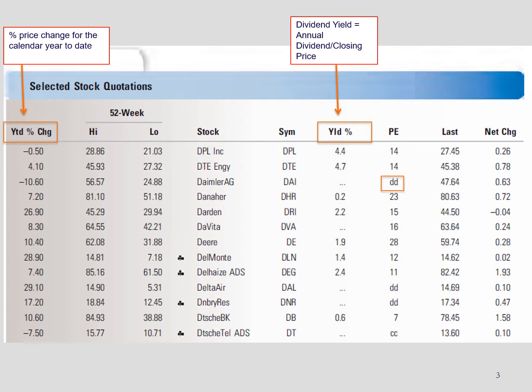The symbol DD under the P/E ratio means loss in last 12 months, and the symbol CC under the P/E ratio means the P/E ratio is greater than 99.